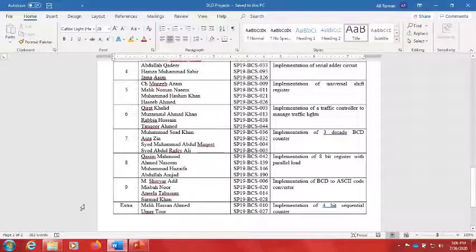Now coming to the ninth group, that consists of Shahriyar, Misbah, Anila and Sarmad. They have to implement a BCD to ASCII code converter. The system accepts a BCD number at its input. The input is a 4-bit BCD number, and it converts that BCD number into the ASCII code. The ASCII code is a 7-bit ASCII code. We are not performing extended ASCII, so we are working on basic ASCII.